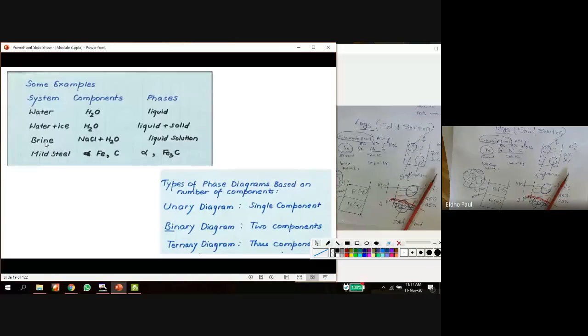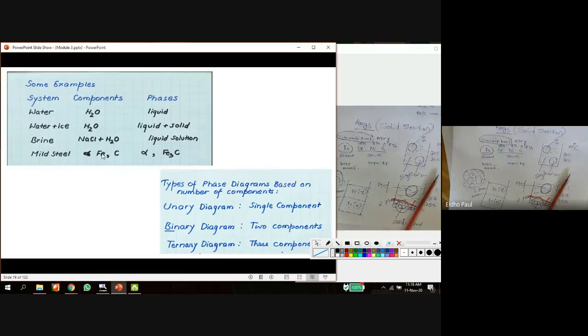Brine, that is a salt water solution, NaCl and H2O. There are 2 components in this brine solution. When they are at a particular temperature and properly mixed, they form a liquid solution, which will be a single phase, similar to sugar syrup. NaCl and H2O combine to form a single liquid solution without any segregation, so we can consider that a single liquid solution, a single phase. If we allow segregation, then there will be a liquid phase as well as a solid phase.